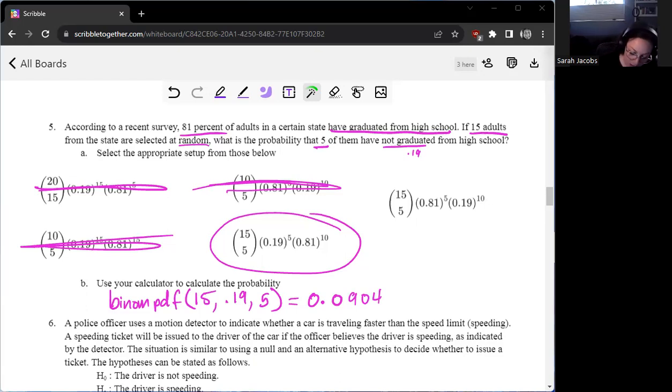And that makes sense. Let me rephrase that. This is way less than 20%. It's 33 1/3%. So we're going to expect that to have a kind of low probability. That's a lot more not high school graduates than we would expect from a pool where 81% do graduate high school. Okay, onward.